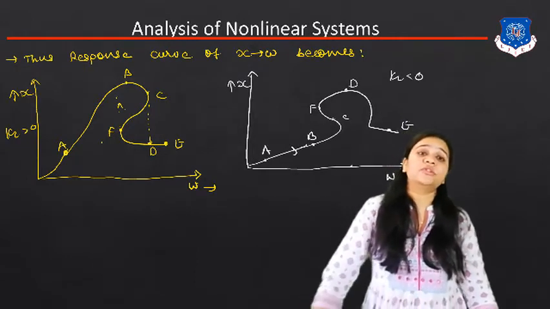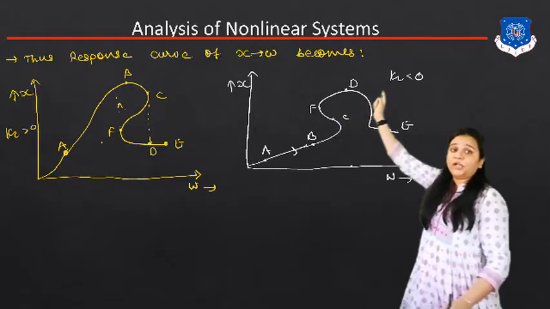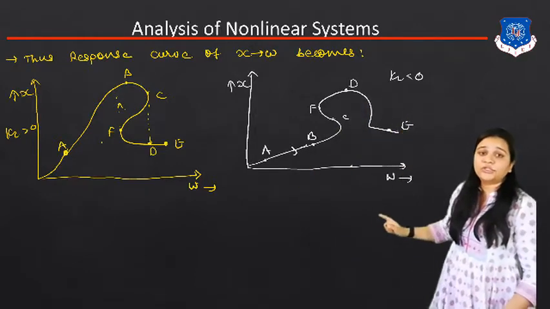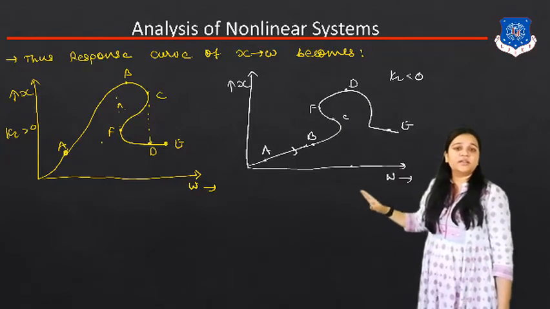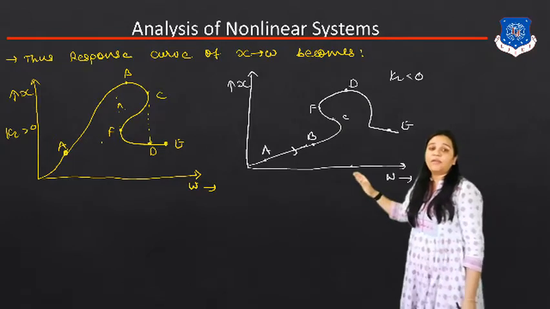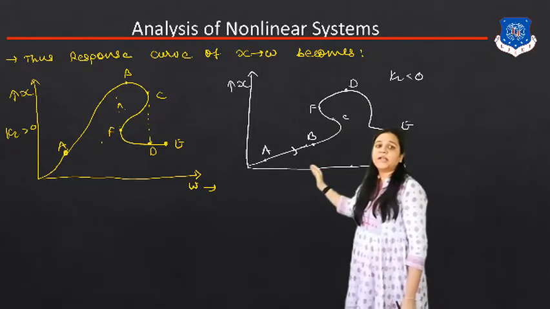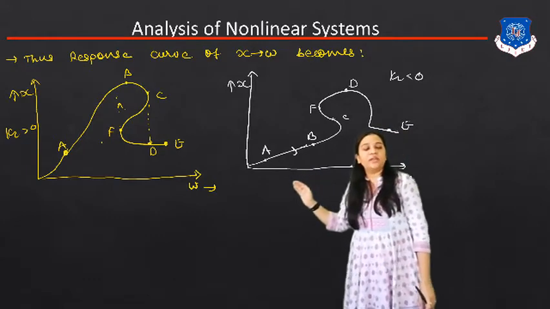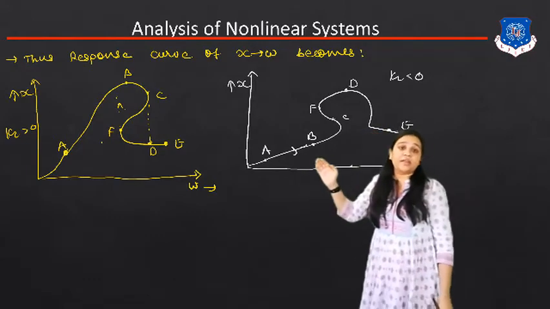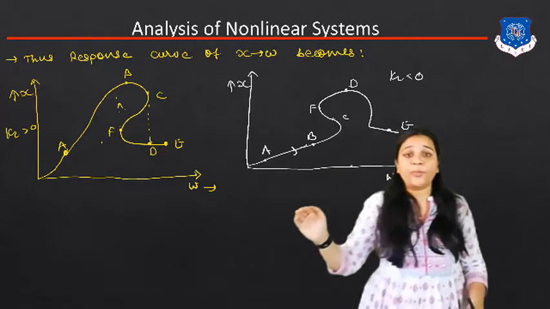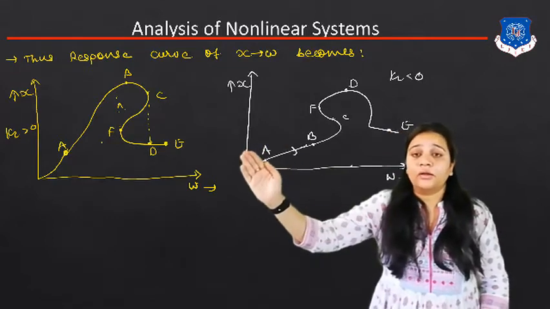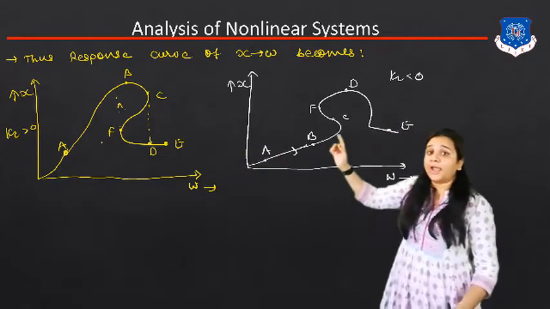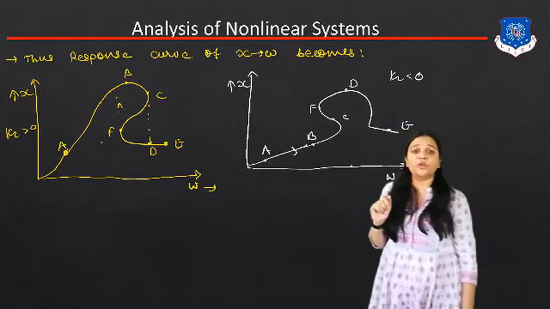If we use the soft spring, here K2 is less than 0. As you know, whenever we increase the value of omega, the value of x will increase and we get the point A. Again we increase the value of omega and we get point B. But at K2 greater than 0, at point B we get the resonant peak.